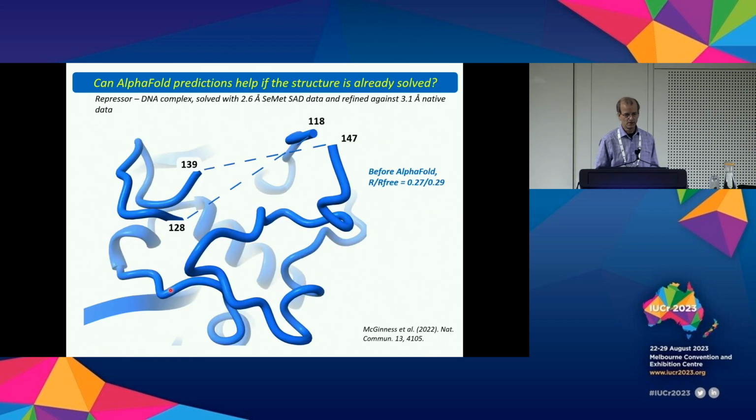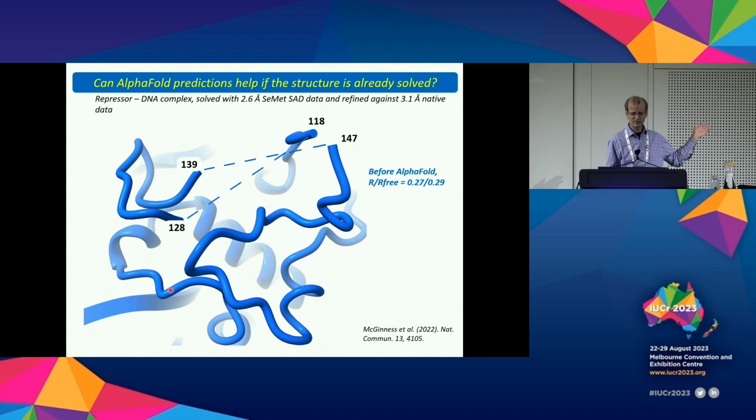Okay. So can AlphaFold predictions help if the structure is already solved? I'll show you a real case here that it did. So here's the protein part of a repressor DNA complex, solved at 2.6 angstroms with SAD data, refined against 3.1 angstrom native data. This is Jamie Wallen's work. He sent us this structure a couple of years ago, actually too early. We couldn't do anything. And then after AlphaFold came out, we were able to help him.